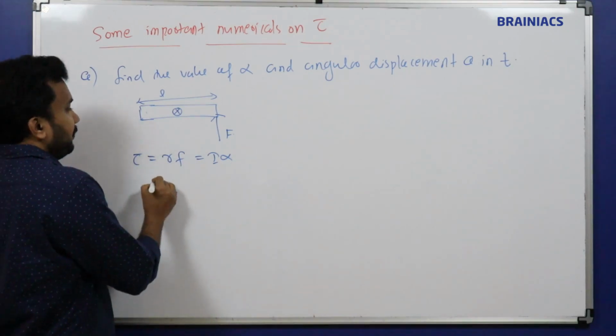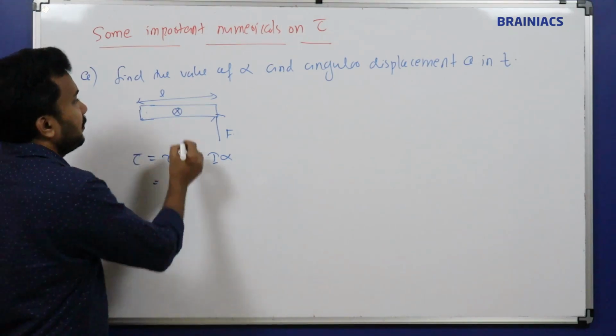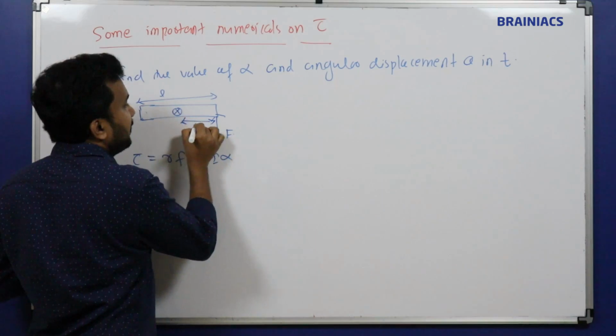Okay, next we'll find out what R is. R is the perpendicular distance from the hinge to the point of application of force.